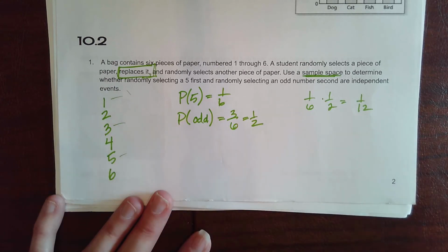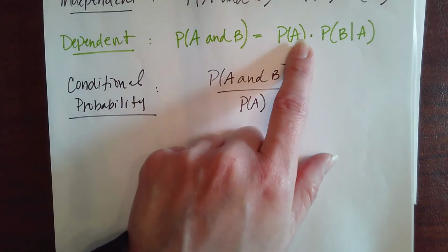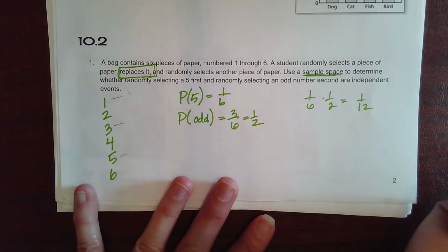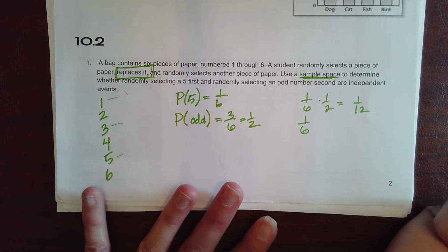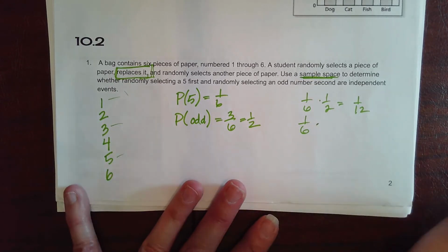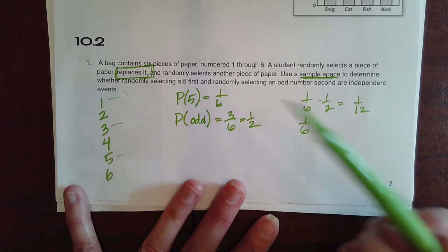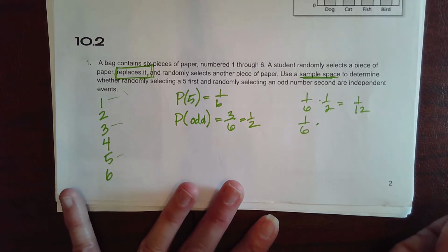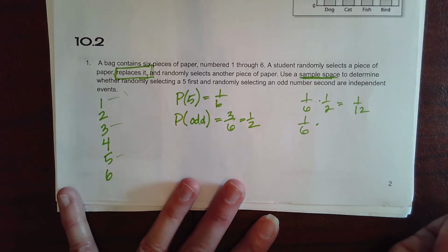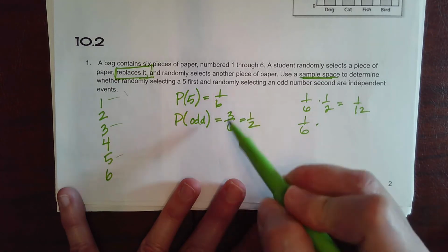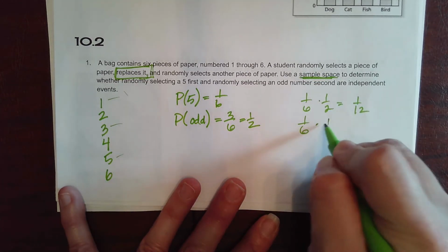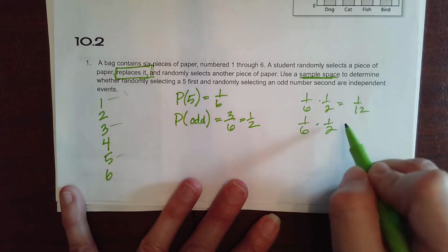A dependent event means I take the probability of A happening, times the probability of B given A has already occurred. So the probability of A happening was 1/6, that's the probability of picking a 5, times the probability of picking an odd number given that we already picked a 5. So what happens here is we still have the same probability. So these are going to be considered independent events, because we replaced it, we still have the same probability.